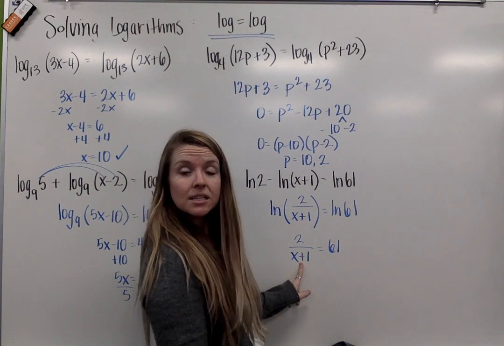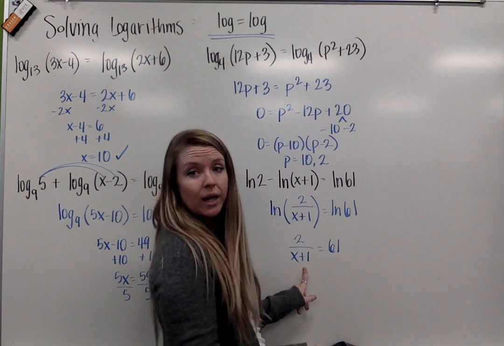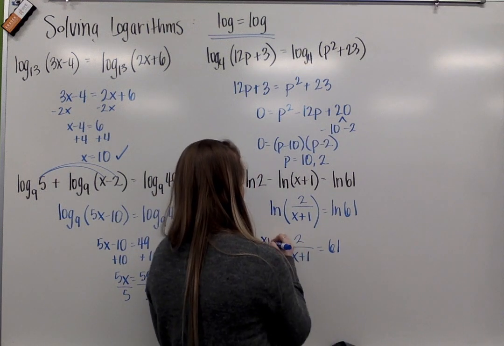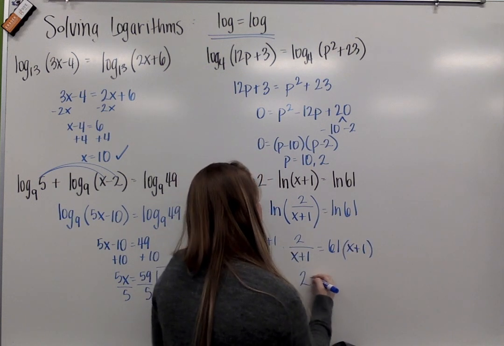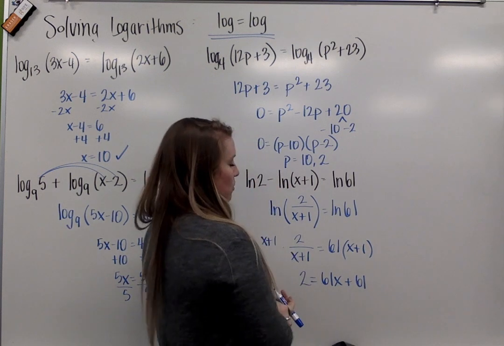Here, x is in the denominator, so I'm going to have to multiply both sides by x plus 1 to be able to solve for x. So multiply both sides here. I get 2 equals 61x plus 61.